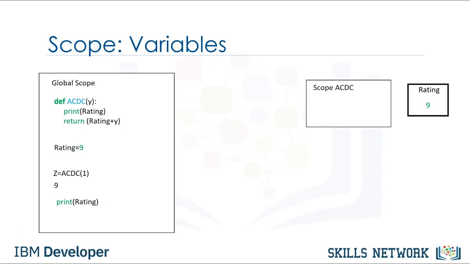In the function, we'll print out a 9. The value of z in the global scope will be 10, as we added 1. The value of rating will be unchanged within the global scope.